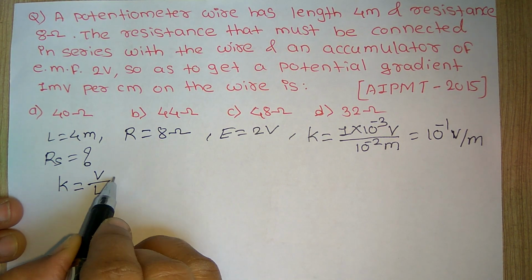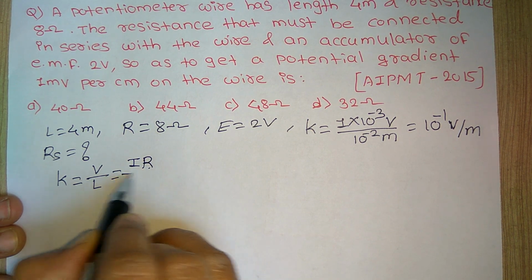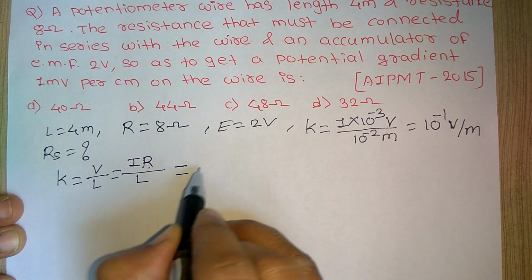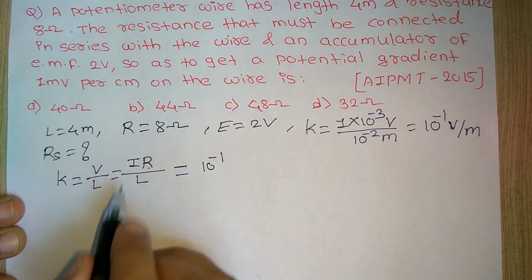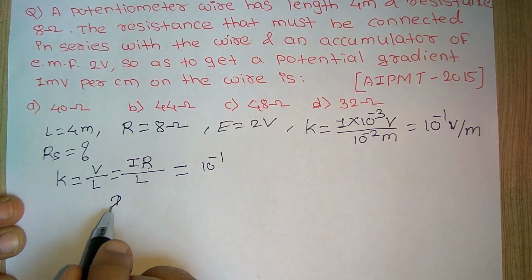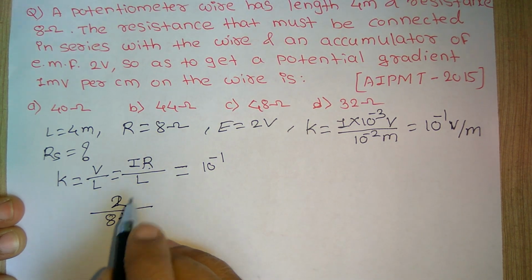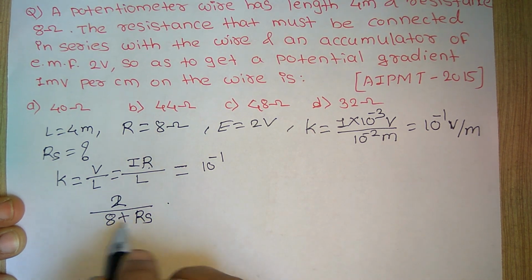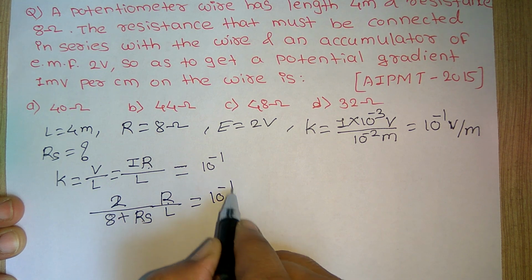What is the potential gradient? It is potential per unit length. What is the potential? Potential is nothing but the current into the resistance of wire AB, divided by length. So this is given as 10 power minus 1, or you can write 0.1. So what is the current? Current is nothing but EMF, E is given 2 volt, divided by R plus RS, R is given 8 plus the series resistance we have to find, consider RS. So I is 2 by 8 plus RS, and I R divided by L is equal to 10 power minus 1.